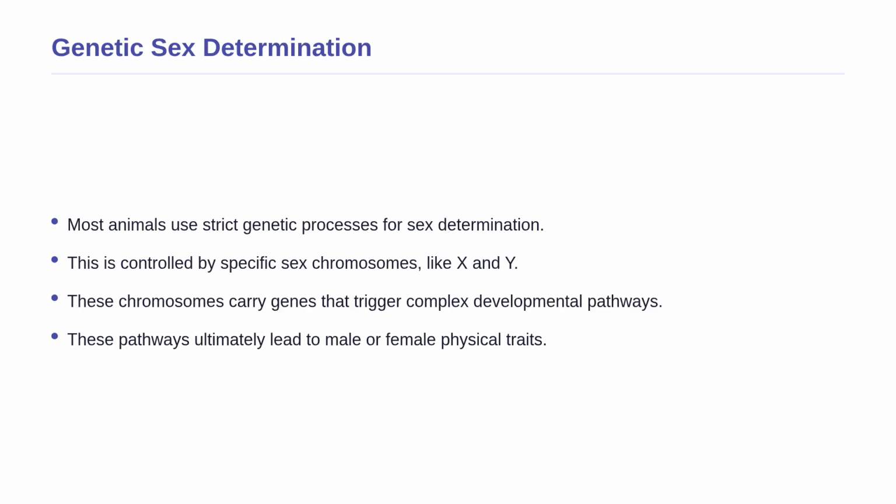Now that we have our blueprint analogy, let us look at how this actually happens in living things. The basis of sex determination refers to the underlying biological mechanisms that dictate sexual development. In most animals, including humans, this is a strict genetic process. It is controlled by specific sex chromosomes, such as the X and Y chromosomes. These genetic packages carry specific genes that act as triggers. Once activated, they set off complex developmental pathways that ultimately lead to the formation of male or female physical traits. This is the system you are likely most familiar with.